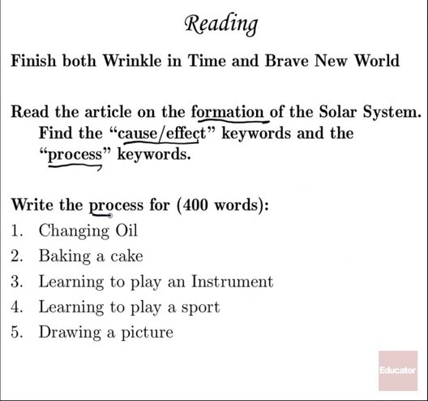Finally, remember that a process is often just a set of instructions on how to do something. So, now it's time for you to think about something that you know how to do or that you think you could learn how to do, and write a 400-word process explaining it. You can write a process about how to change oil. You can write a process about baking a cake. You can write a process about learning to play an instrument, or learning to play a sport, or drawing a beautiful picture. Or, if you don't like those, think of any process that you know how to do and that you want to explain to somebody else. Go ahead and use process keywords when you're describing it, though, and it must be 400 words.